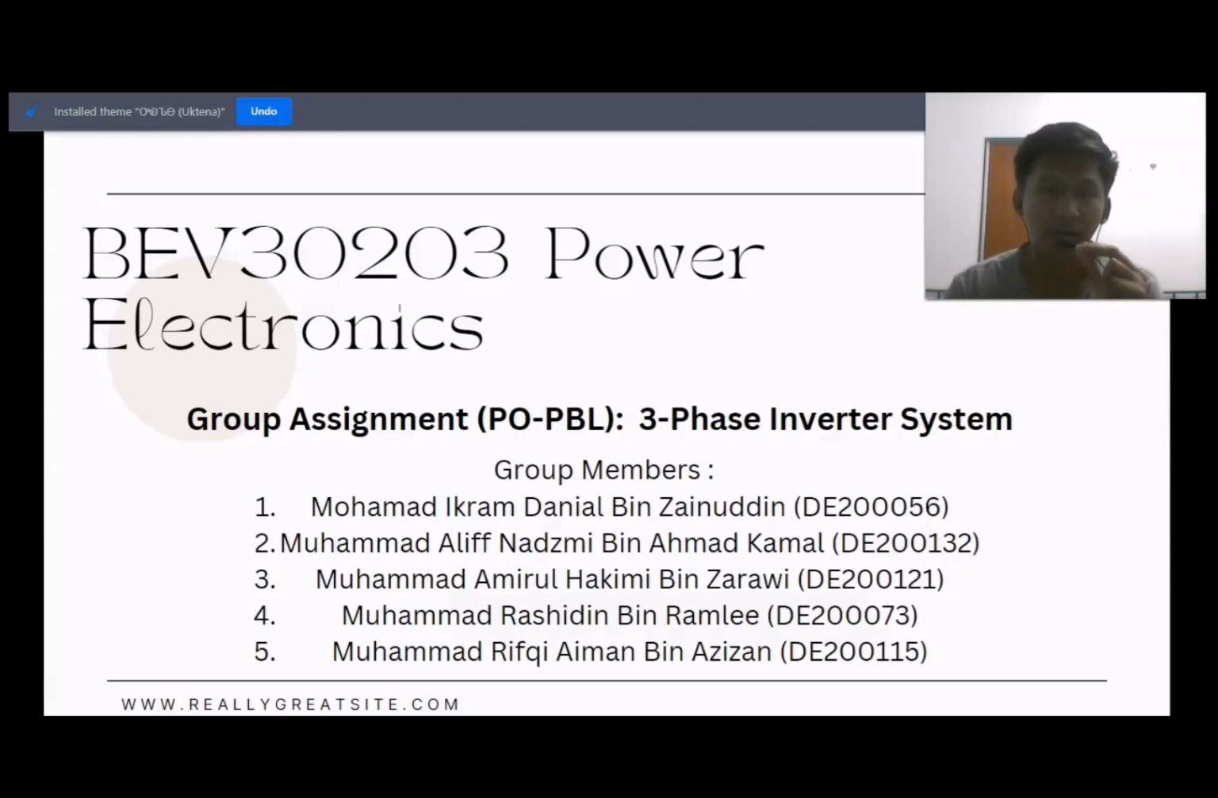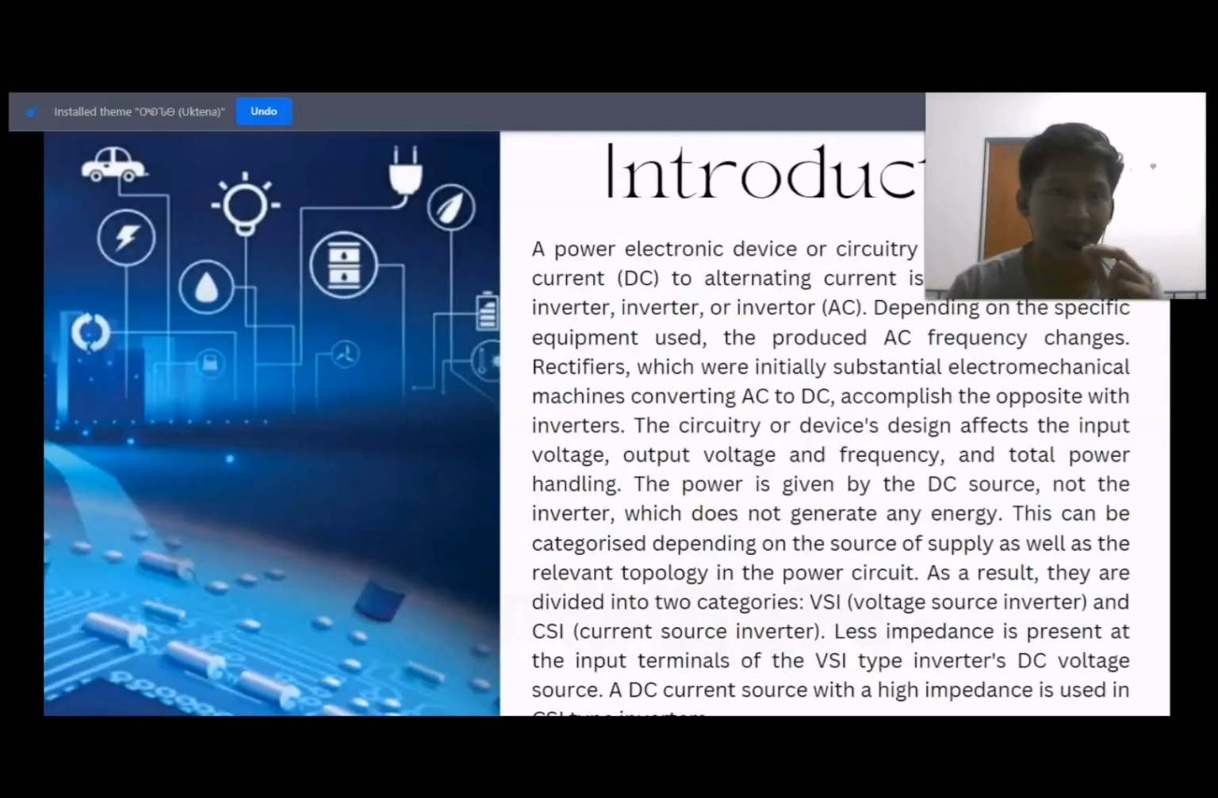I would like to talk about the introduction first. So as we know, an inverter is a device that converts direct current, which is DC, to alternating current, also known as AC. An inverter's design affects the input voltage, output voltage, and frequency, and then the total power handling. The power is given by the DC source, not the inverter, which does not generate any energy.